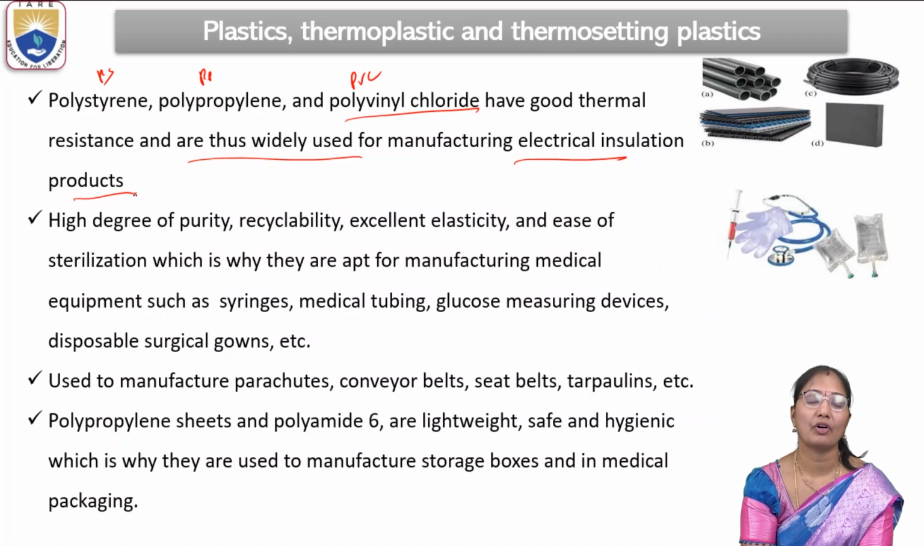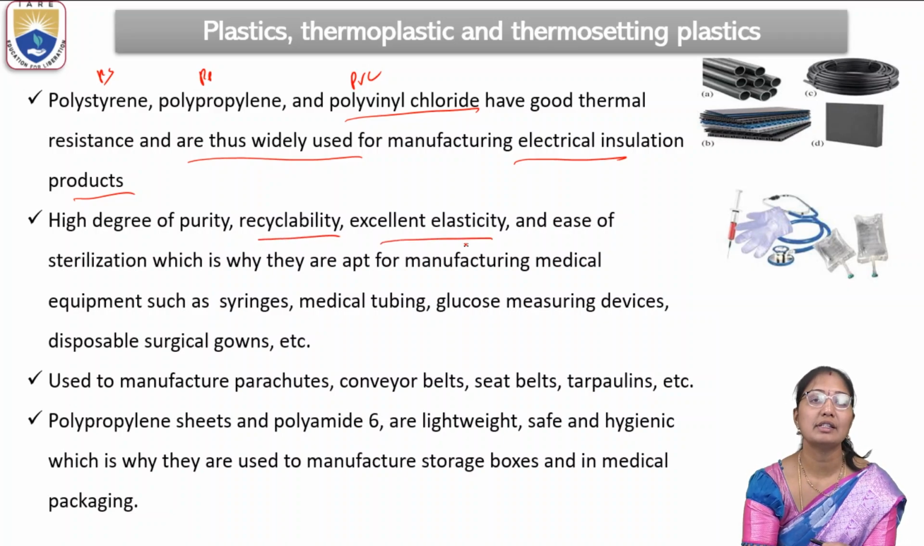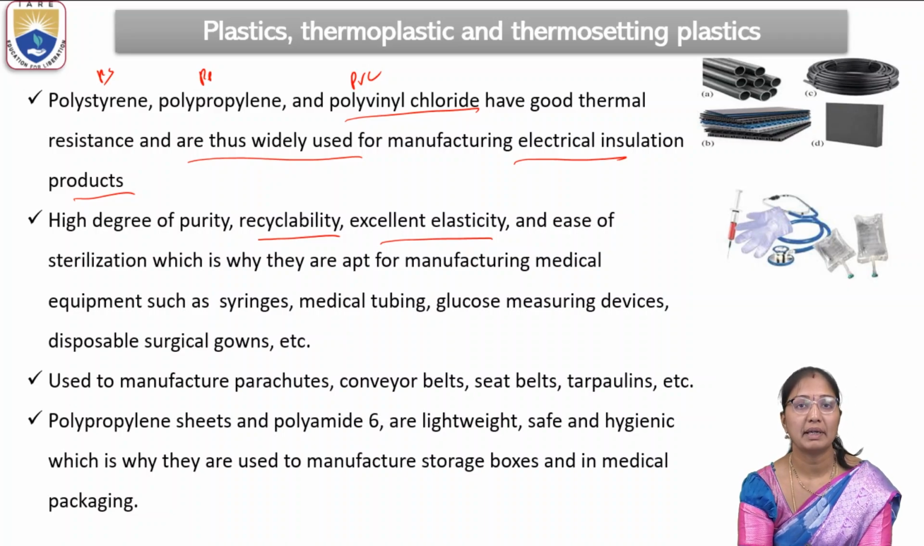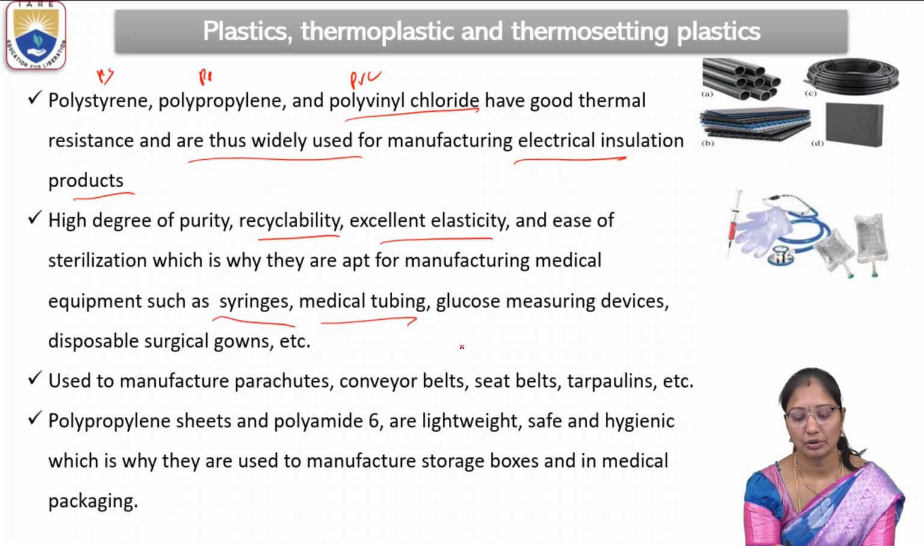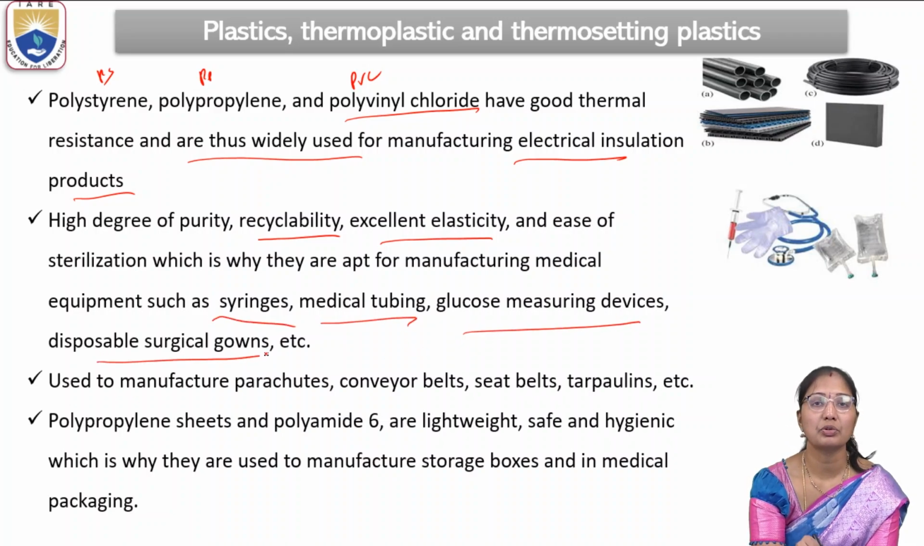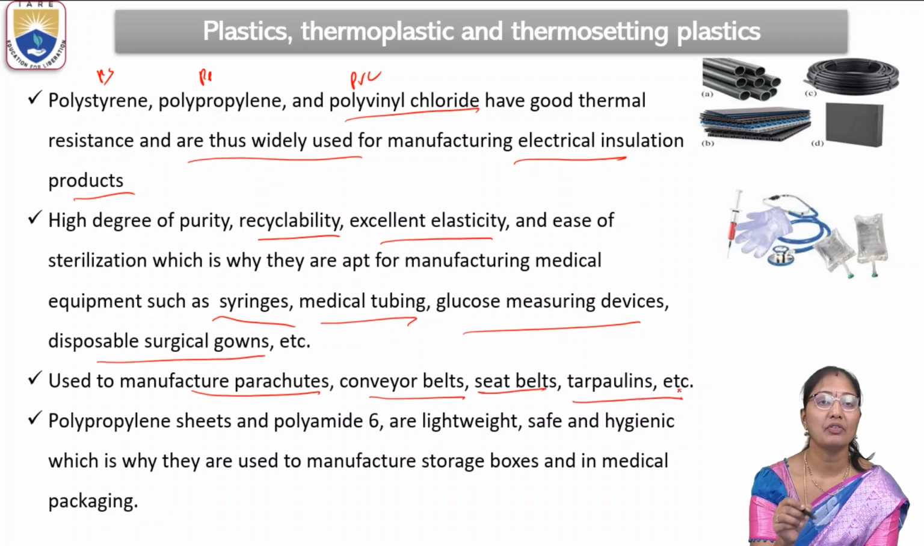Because of the high degree of purity, recyclability, excellent elasticity and ease of sterilization, they are apt for manufacturing medical equipment like syringes, medical tubing and glucose measuring devices, and disposable surgical gloves or surgical gowns. These polymers are also used to manufacture parachutes, conveyor belts, seat belts and tarpaulins.